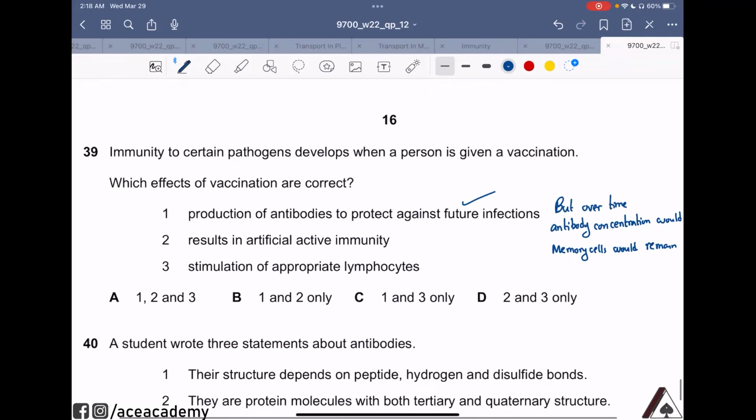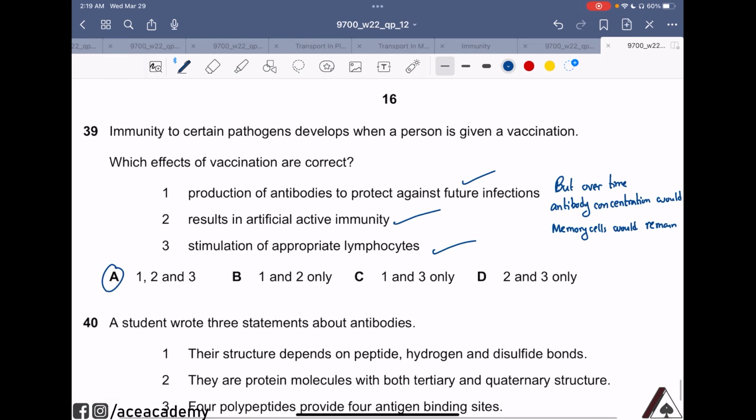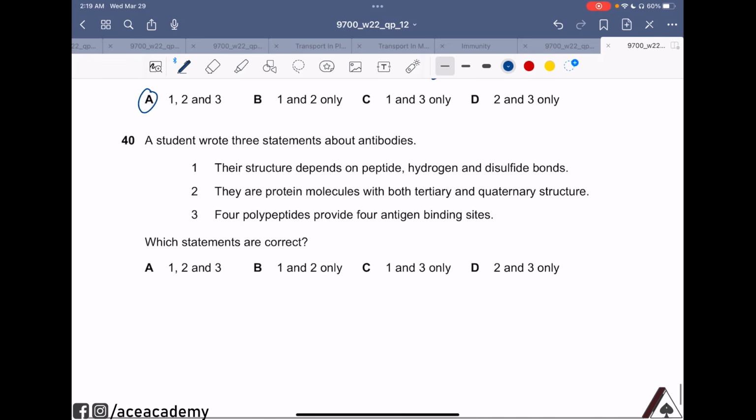So one is correct. Results in artificial active immunity, yes. Active immunity is the process by which someone gets immunity by being exposed to a pathogen, which is basically vaccination. Number three, stimulation of appropriate lymphocytes. Yes, this is correct because the very fact that they stimulate lymphocytes is why we get memory cells and antibodies, right? So one, two, three, all of them are correct. And finally, we have come to the final question, which is question number 40.